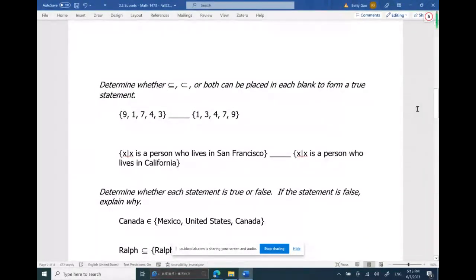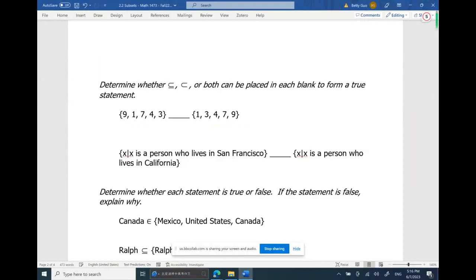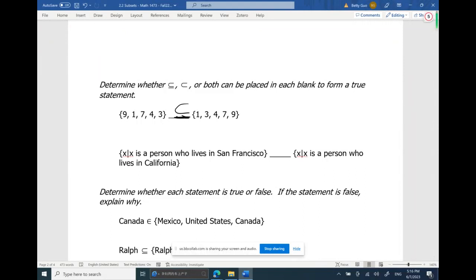Next question. Determine whether subset, proper subset, or both can be placed in each blank to form a true statement. As we can see, this set and this set have exactly the same elements, 5 elements. So those two sets are equal to each other. When they are equal to each other, they are subsets of each other as well. So we can enter this subset notation. We can only use that, not both. We can only use the subset notation.